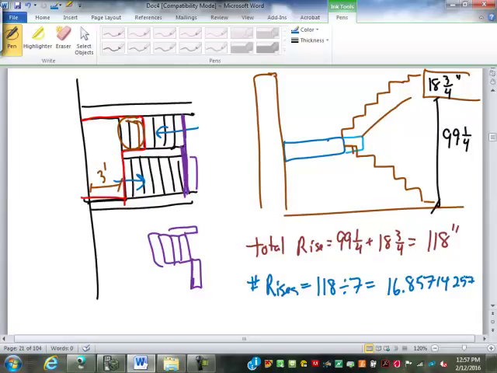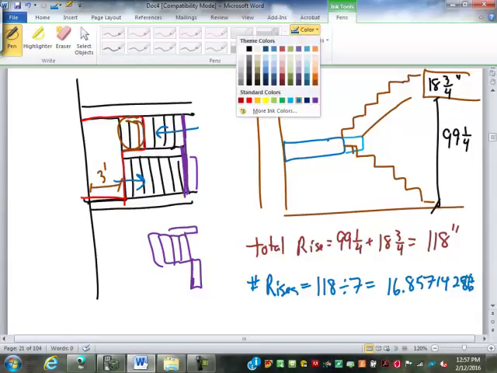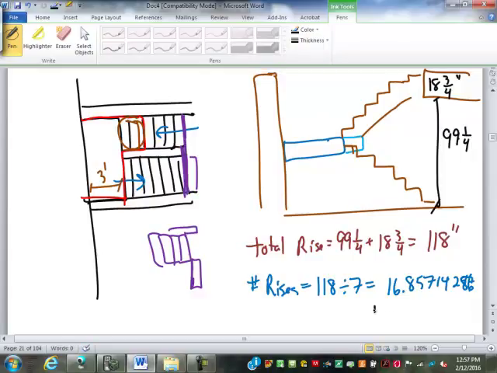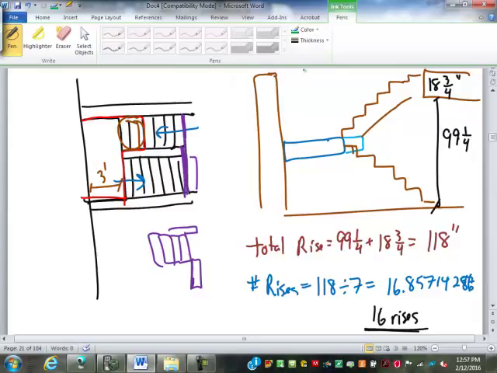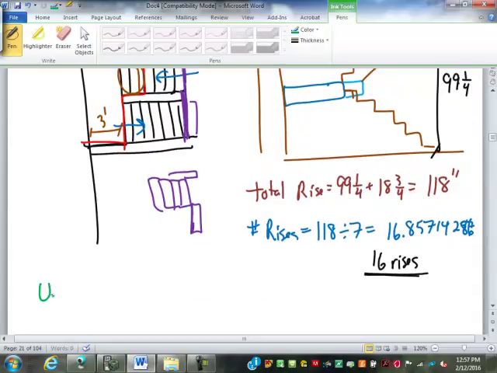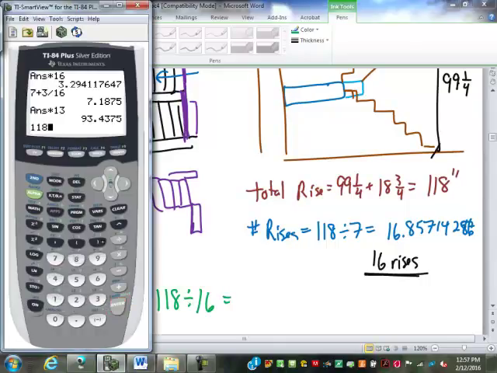You're right. It is 8.6. Yep. Sorry. So anyway, we're going to do 16 rises is what we're going to try to do here. 16 rises. What's the unit rise going to be? 118 divided by 16 is going to give us that is 7 3/8. It actually comes out to be.